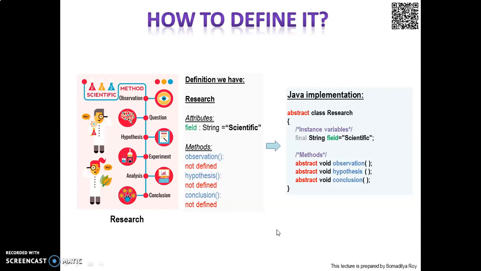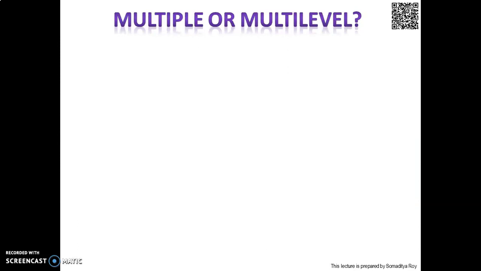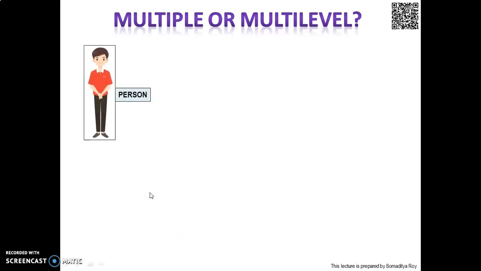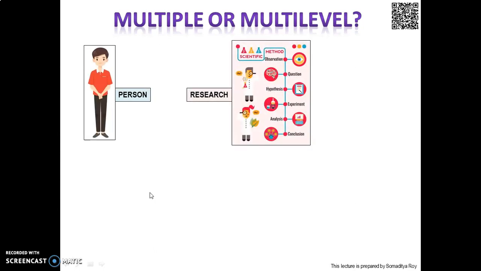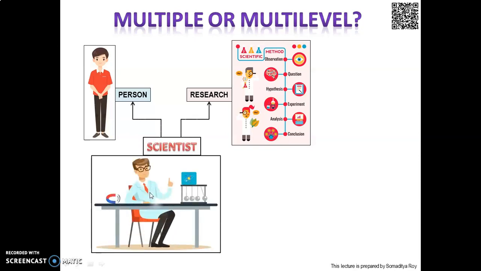That ensures whoever is going to inherit the class research can get this particular property which is field, but cannot manipulate the property or the value of the property. Now, as of now, we saw that Einstein and Newton are persons, also good researchers, and that makes them good scientists.